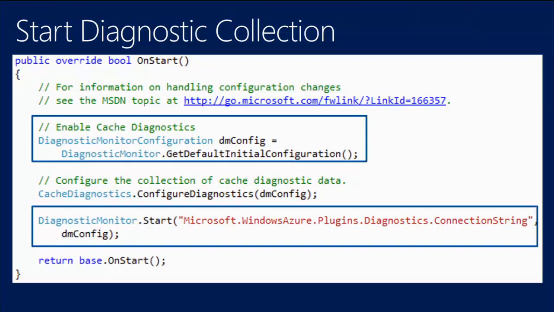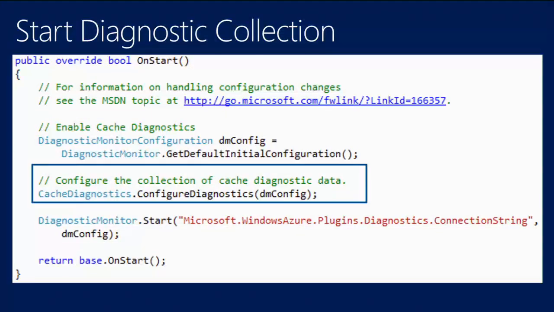The first and last bits of code are just standard diagnostic code. In fact, if you weren't using caching, you could add these two bits of code without the middle part, or you don't even need to add them at all, because if you've got the right assembly references, the runtime will actually start that collection for you. But because we're using caching, we need a way to tell what the performance counters are, and what the different trace logs and crash dump settings are. That's what this middle line does here, and you've got to use it in conjunction with the other two.